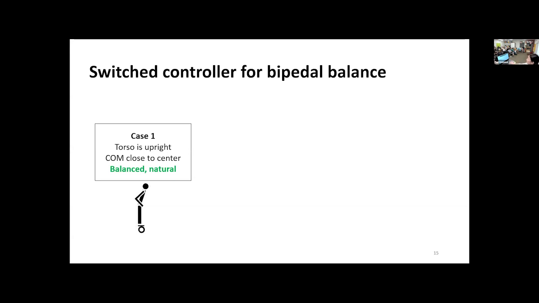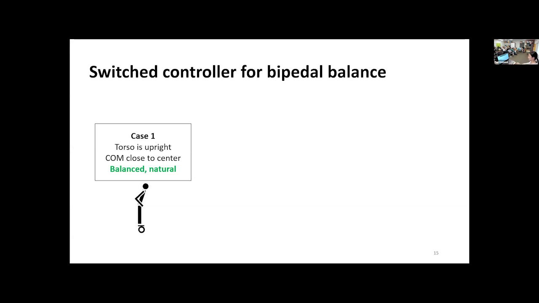Okay, so the first case is the easiest case. This is the case where my torso is upright, like I'm in a good posture. My center of mass is close to the center, so I'm balanced and natural. So this is good. This is the goal. When you're in this case, it's not that difficult to balance, and you can do this with probably one simple controller. Okay. This is not the fun one.